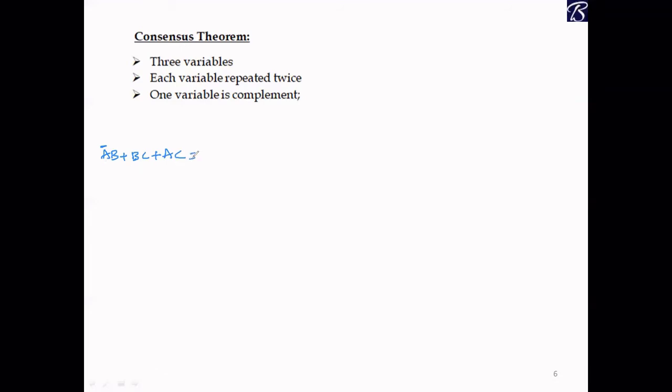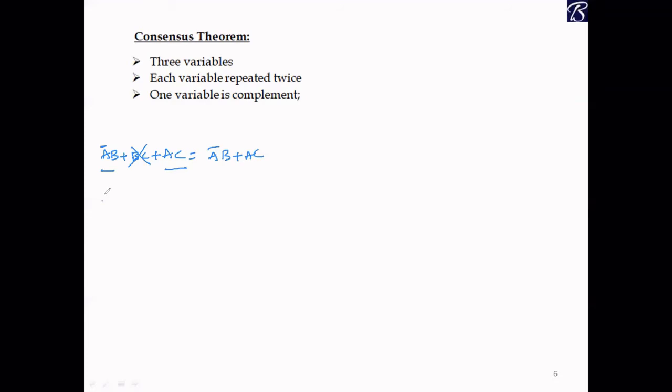This equals, the complement is there for A. So wherever the A term is there, let it be there, and the remaining term you remove. So here A bar B is there and AC. In this term, A is there, so you remove this one. So the answer is A bar B plus AC.